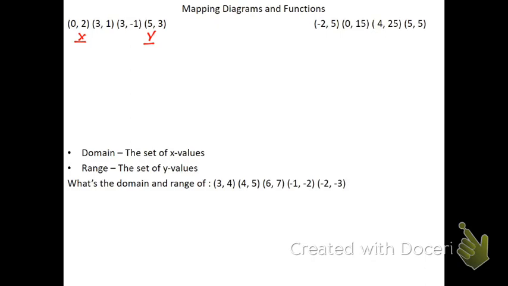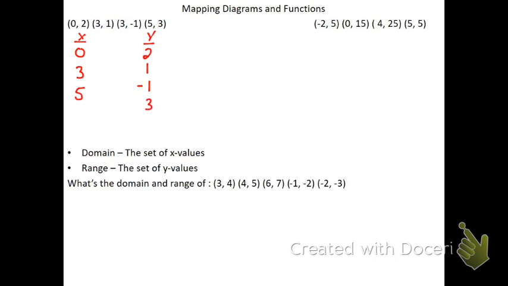So the first x we have is 0, the second x we have is 3, the third x we have is 3, so again we don't want to repeat numbers, and then the fourth x we have is 5. In the y column, you're going to do the same. The first y you have is 2. The second y you have is 1. The third y you have is -1. And then that fourth y is 3.